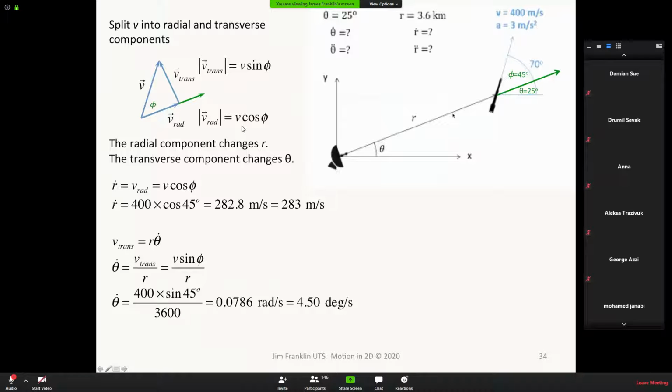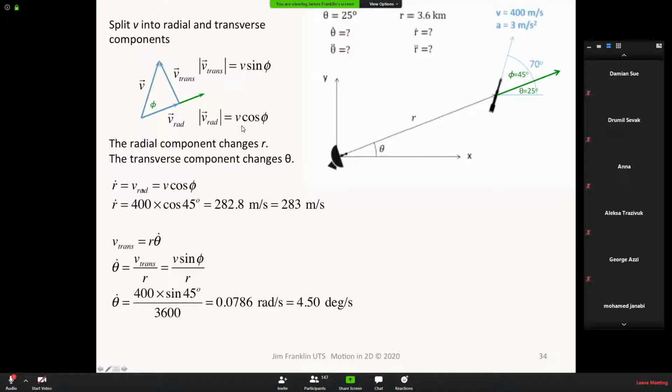So let's have a look. The rate at which the range changes is what we mean by radial velocity. And so we need the component here. Now that side of the triangle is V, the angle in there is phi. So this side of the triangle here is going to be V times the cosine of that angle, V cos phi. So that's the radial velocity.